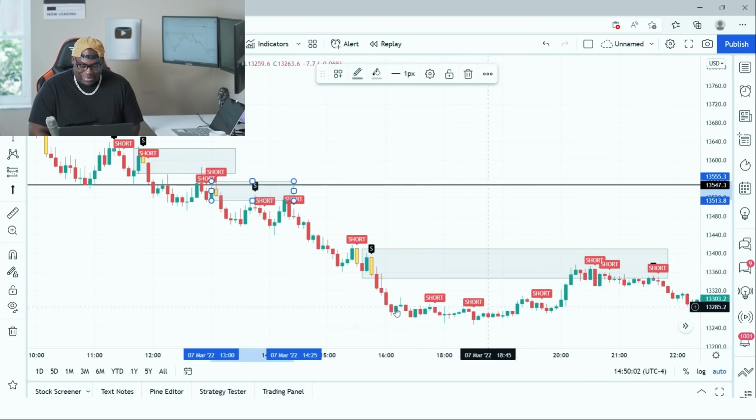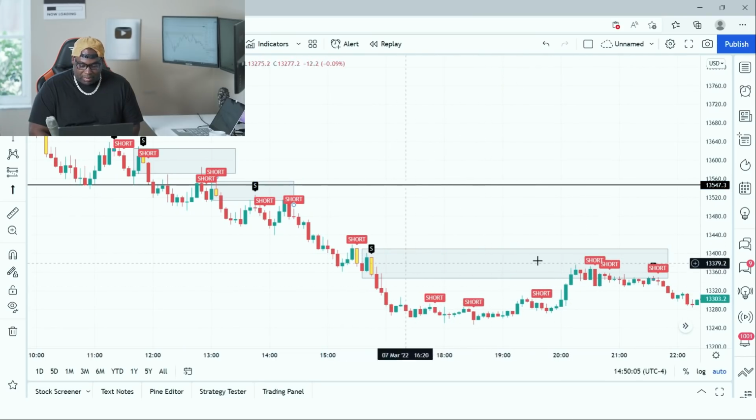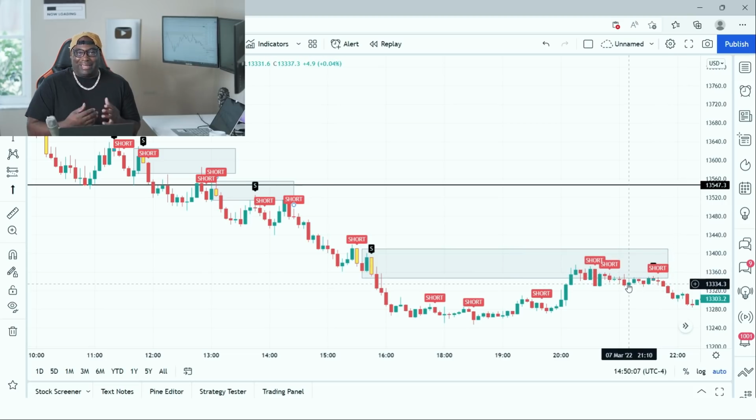You don't want to go short right here. It's not at a key level, but it comes back to this supply right here. And basically the whole idea is to go short when it's around that zone.